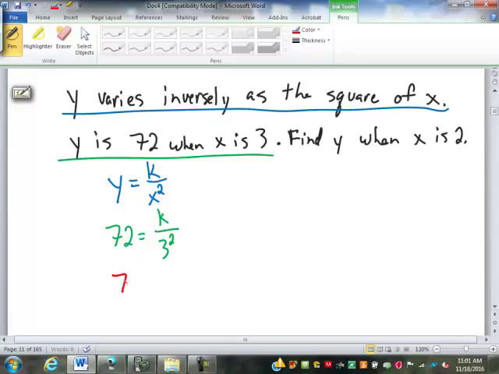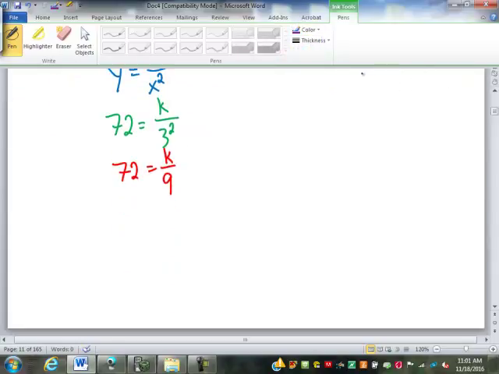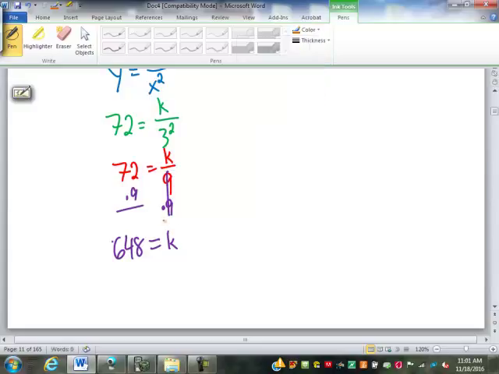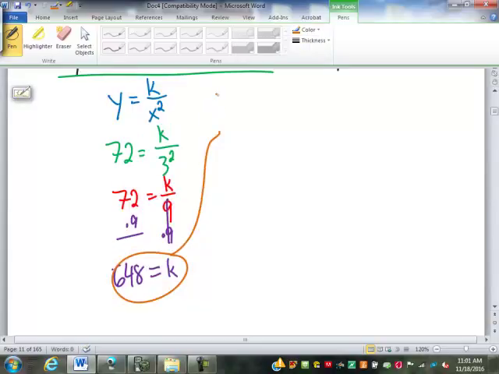So now, we're not going to do anything with the 72 yet. 3 squared, however, is 9. So 72 equals k over 9. And now it's k divided by 9, so we're going to multiply by 9 to get k by itself. 72 times 9 is 648. So k is 648. So we'll replace k in our formula with 648. So instead of y equals k over x squared, y equals 648 over x squared.